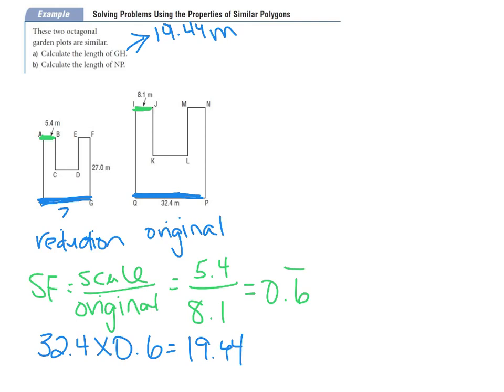The second part is to calculate the length of NP. So let me find a new color. Let's make this one red. NP is on this side here now. So we're going to try to find something on the bigger diagram. So for this question now, I'm actually going to make this the original diagram, and I'm going to make this an enlargement.